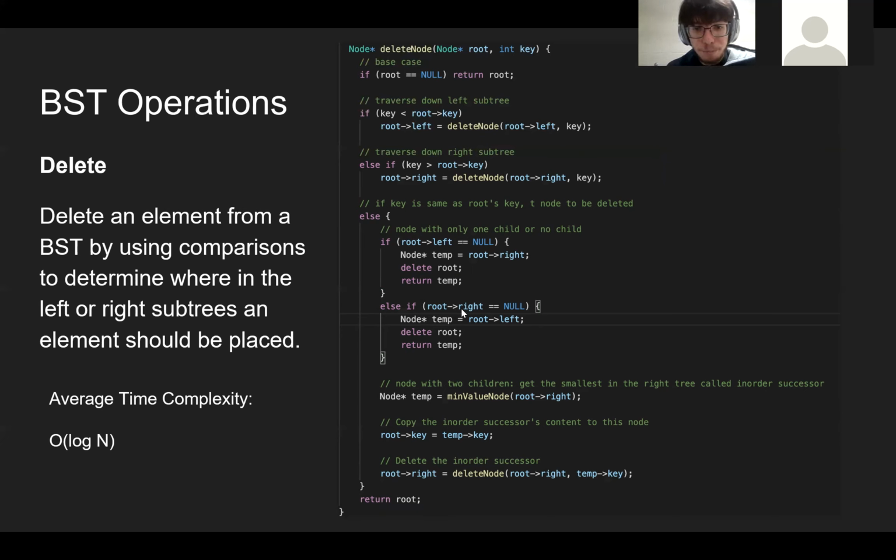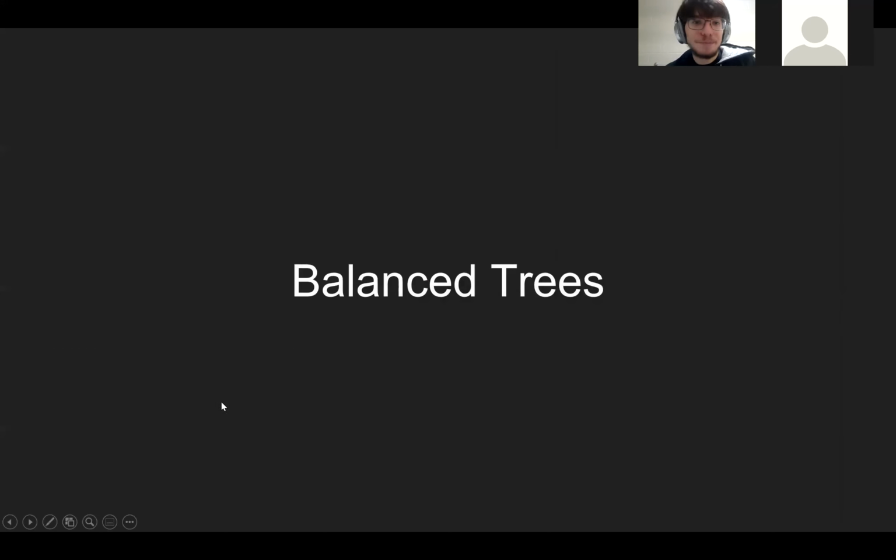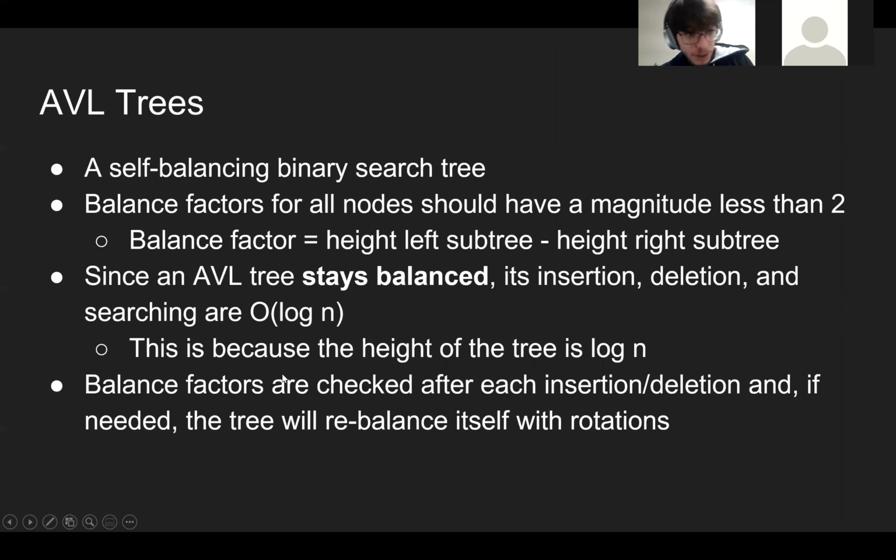That covers this code. And the average time complexity, as mentioned, is also O(log n) because you have to go through the height of the tree. So the average height is log n, but the height could also be n. So in the worst case binary search tree, delete is O(n). But for a balanced binary search tree, it's O(log n). So we'll talk about balanced trees.